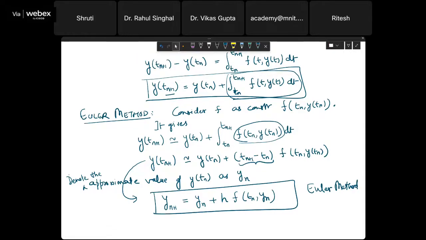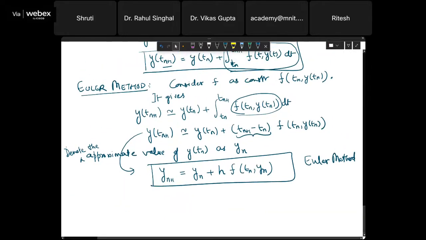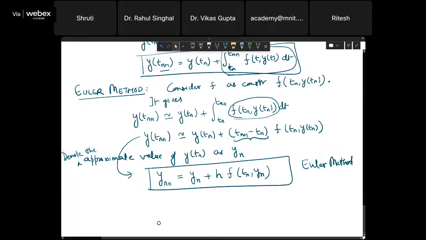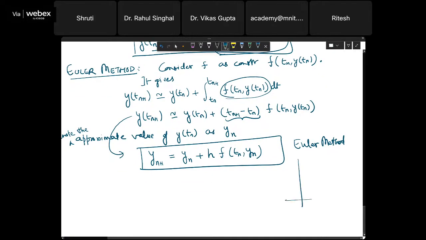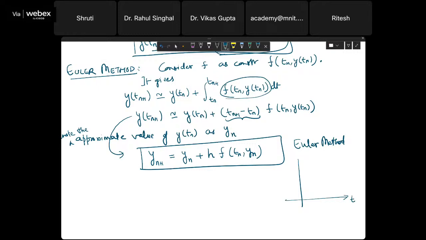Okay, so this is the Euler method. Graphically, what we are doing is this: suppose we have t along the horizontal axis, and on the vertical axis I'm considering y dash, which means f of t, y. This is suppose your curve. This is Tn plus 1, and this is the Tn minus 1 point.